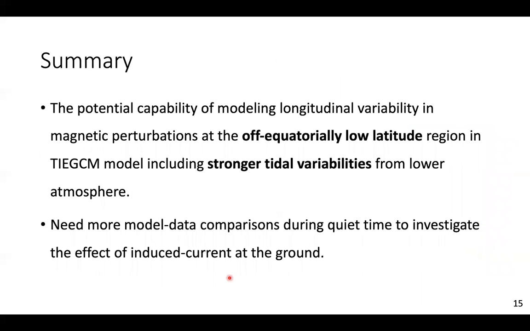And here is the summary. The model performs the potential capability of modeling longitudinal variability of magnetic perturbation in off-equator latitude when we impose the stronger tidal variability from the atmosphere. And we need more model data comparison during the quiet time to investigate the effect of the induced current at the ground.